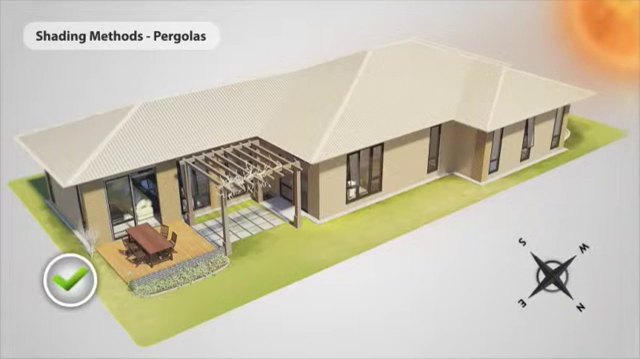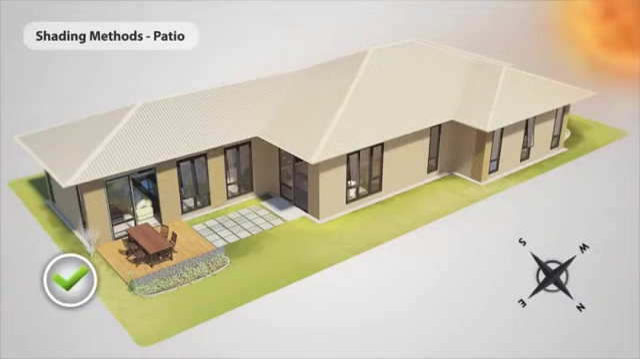The example here includes a pergola on which a deciduous vine can be grown, which provides shade in summer, but allows the winter sun in when the leaves fall off. And again here, the uncovered open space allows the sun to penetrate into the living areas.